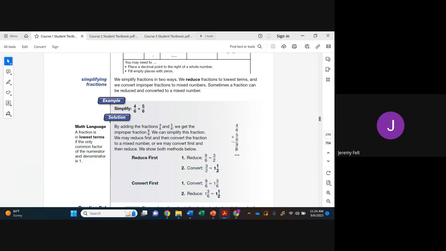Again, we're going to lose points on tests and things like that if we don't reduce. 9/6, we're so close, but we have to factor out 3 out of the numerator and the denominator. If we do 9 divided by 3, or 3 goes into 9 3 times and into 6 2 times. So we're left with 3 halves, or if we want to make that into a mixed number, 2 goes into 3 once with 1 left over that's being divided by 2.